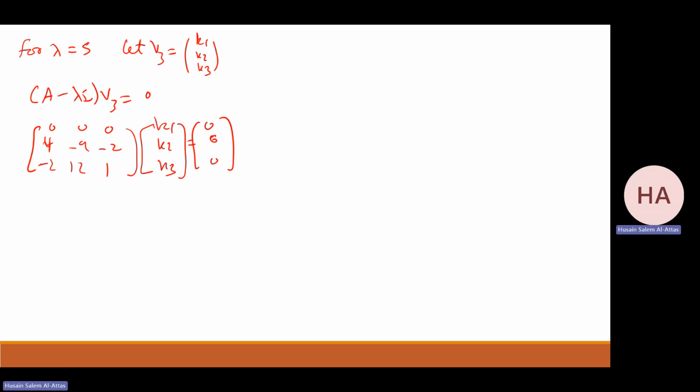One way to do it is through Gauss elimination. I think it will be good, Gauss elimination. So I will make the first row the third row and the third row the first row. So I have minus 2, 12, 1. This is 0, 0, 0. This is 4, minus 9, minus 2. Now multiply the first row by 2 and add to the second row, that will be 0.